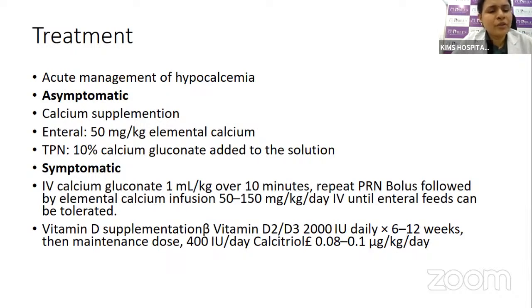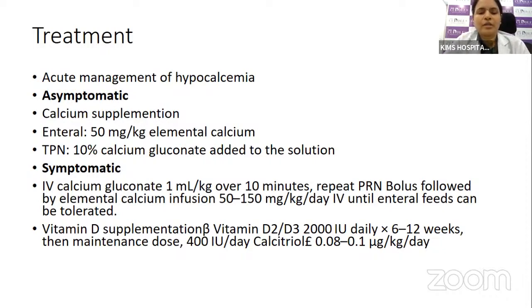If the baby is on intravenous fluids or parenteral nutrition, then the baby would need to be given 10% calcium gluconate added to the solution. In case of asymptomatic hypocalcemia, we generally would start with 7 to 8 ml per kg per day of 10% calcium gluconate. If the baby has symptomatic hypocalcemia in the form of signs of neuromuscular excitability or seizures, then the baby would generally require IV calcium gluconate correction. This is all the more relevant, especially in babies with symptoms in the form of seizure.